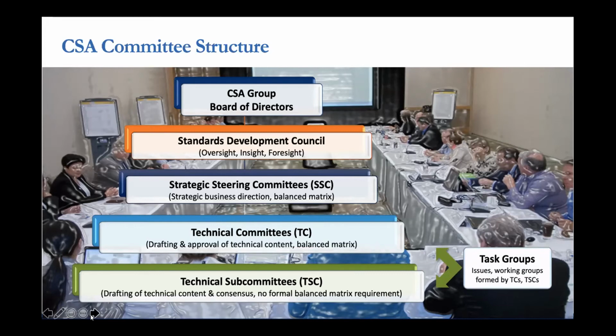And then, of course, we have ad hoc task groups that come in and advise and work on specific granular issues. They're formed, they fulfill a function, and then they're disbanded once the solution is arrived at. They're not a standing committee.